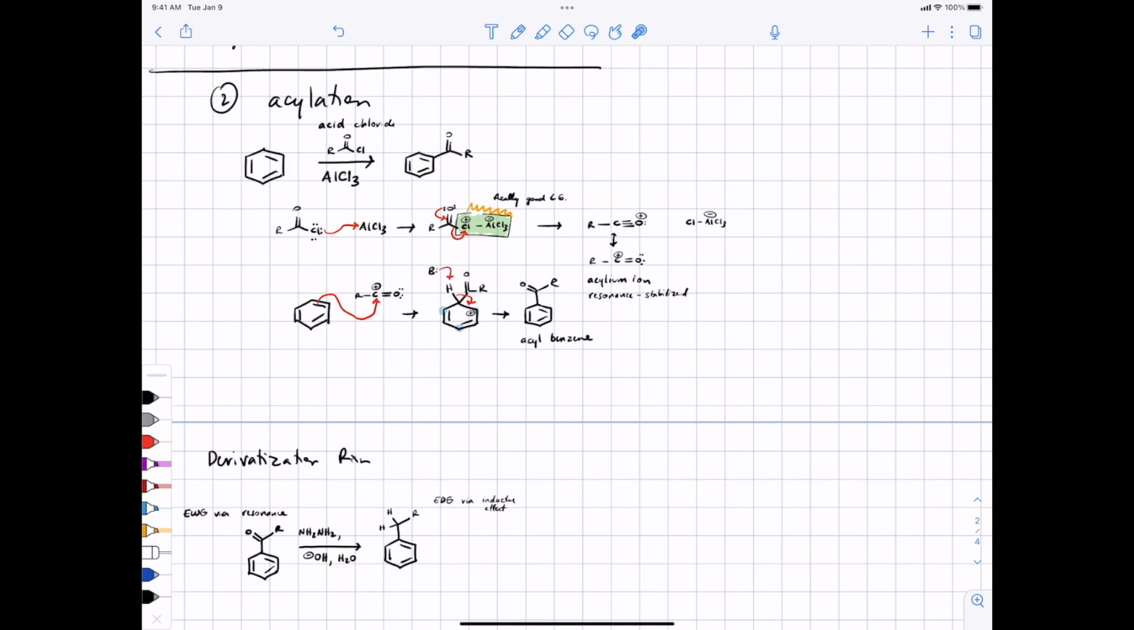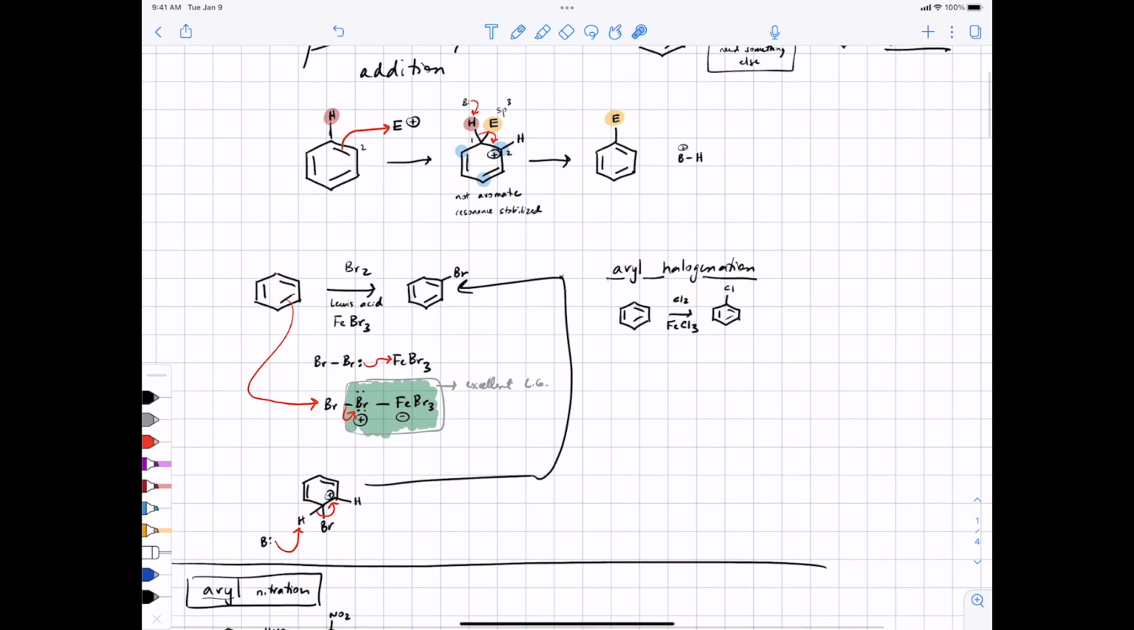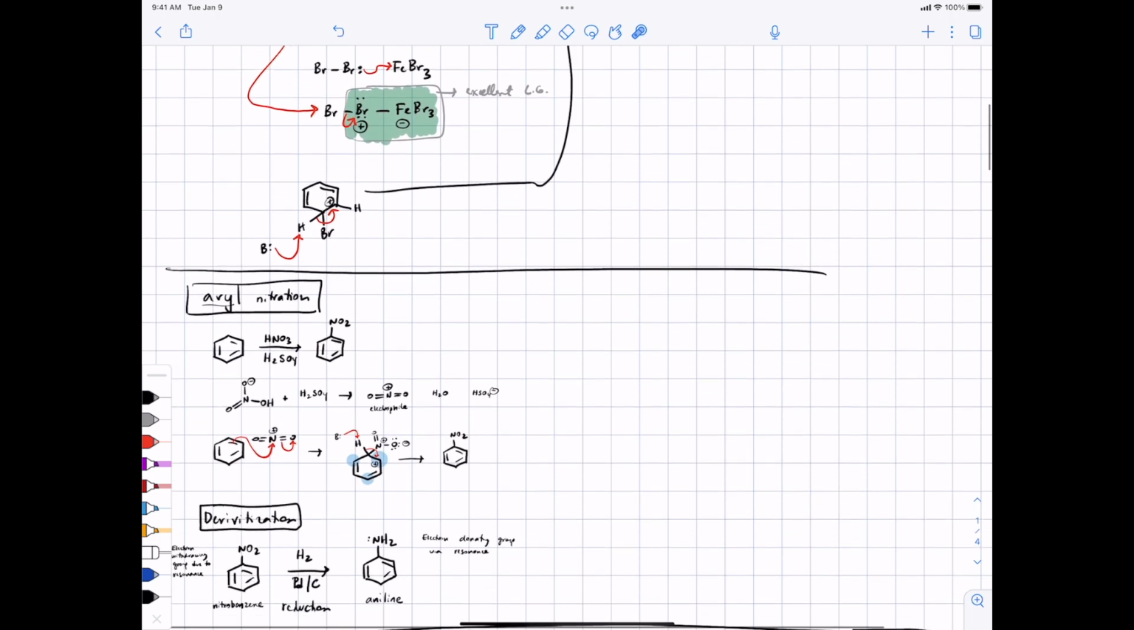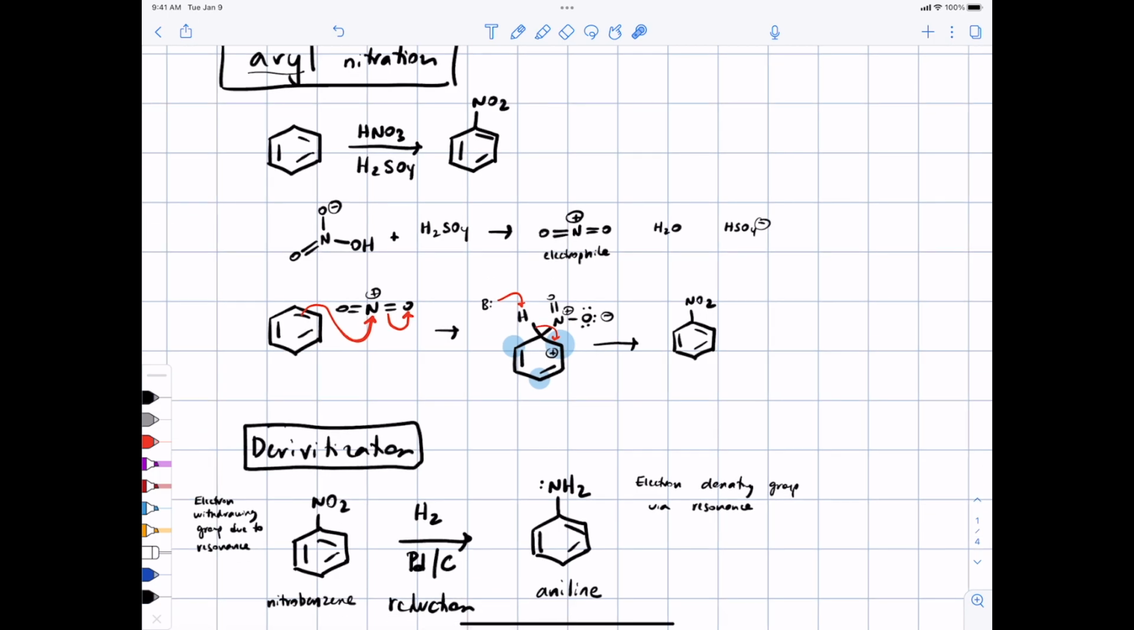Everything we've done this hour has been about adding one thing to a benzene ring and then perhaps tweaking its structure afterwards. We've learned to add halogens to a benzene ring, aryl halogenation. Nothing you can do with the halogen once it's there, so there's no derivatization reactions to worry about. We learned about adding a nitro group to a benzene ring, and then we learned a cute little derivatization reaction where you can convert the nitro into the aniline, using hydrogen and palladium on carbon. This converts a withdrawing group to a donating group, and that has consequences that we'll explore in the next hour.